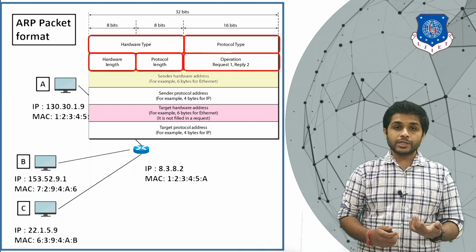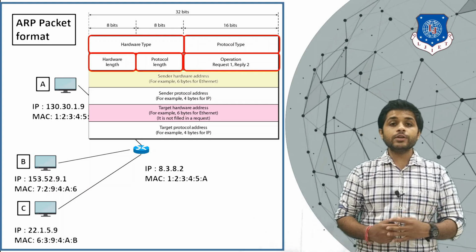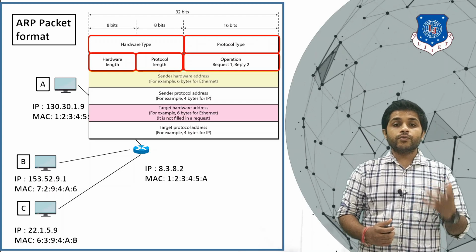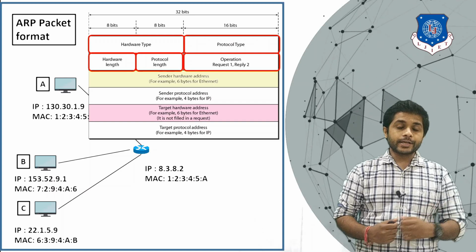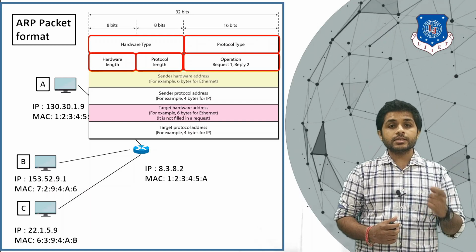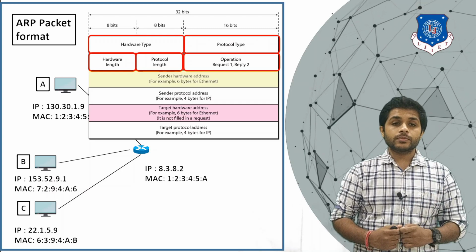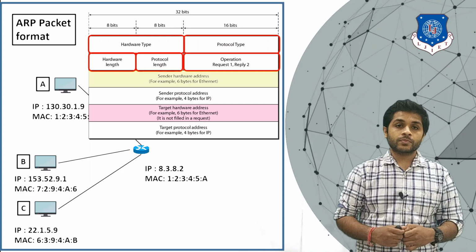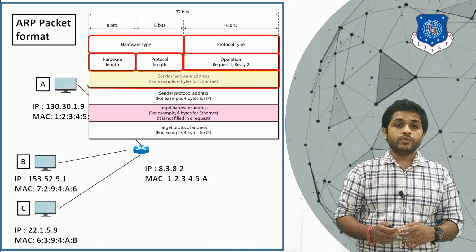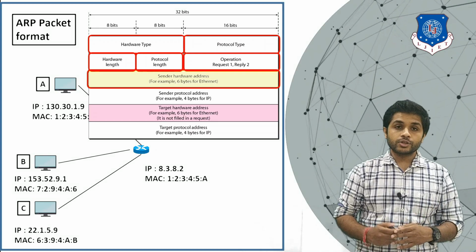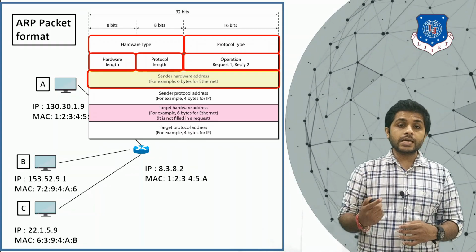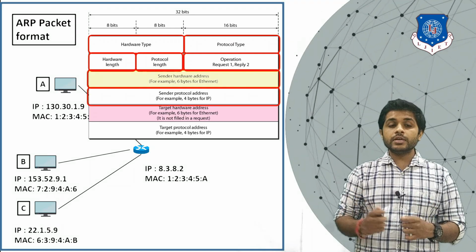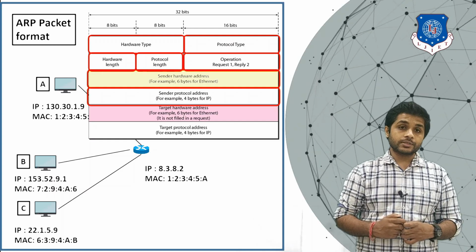Then there is operation. There are two values, the request and reply. If A wants to know the MAC address of device B, in that case it will create a request. If B is replying, then it will send a reply. Then there is the sender hardware address, which is the MAC address of device A. In this field, the sender, device A, will add its own MAC address. Then the sender protocol address: in this field, A will add its own IP address.